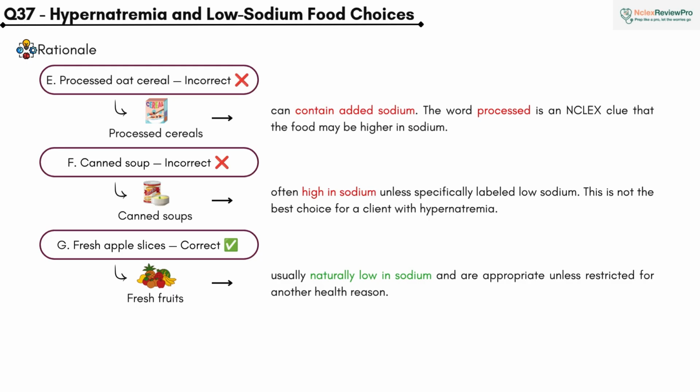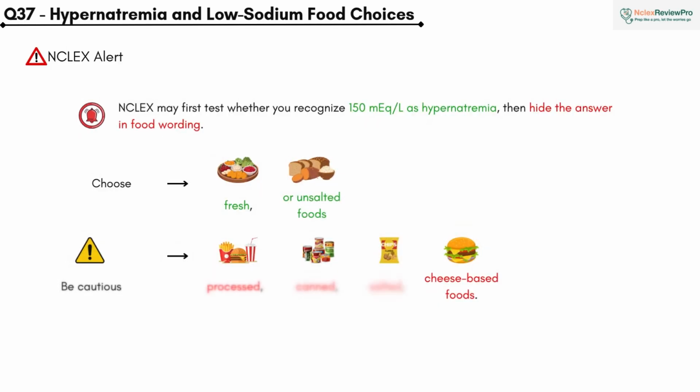Option G is correct. Fresh apple slices are usually naturally low in sodium and are appropriate unless the client has another dietary restriction. Now here is the NCLEX alert. NCLEX may first test whether you recognize 150 milliequivalents per liter as hypernatremia, then hide the answer in food wording. Choose fresh or unsalted foods, and be cautious with processed, canned, salted, or cheese-based foods.